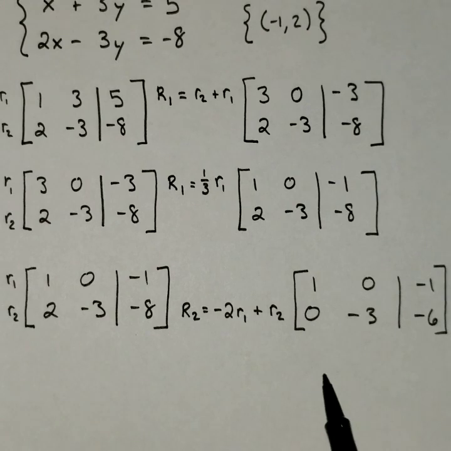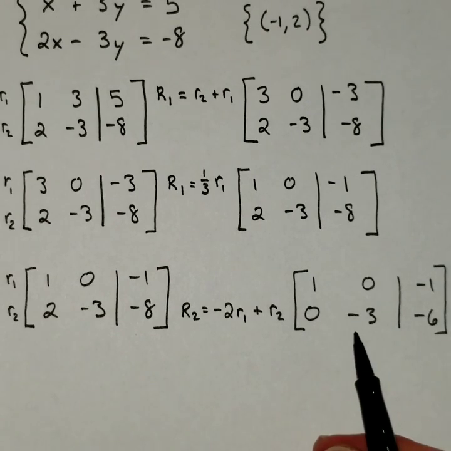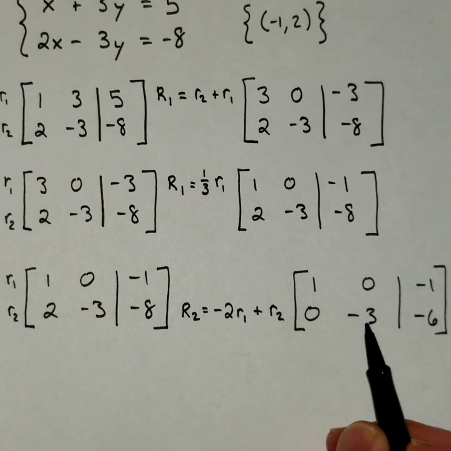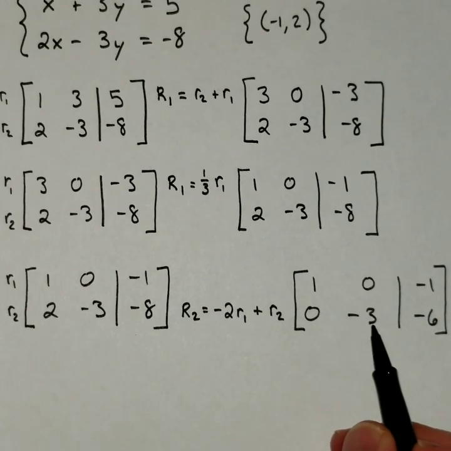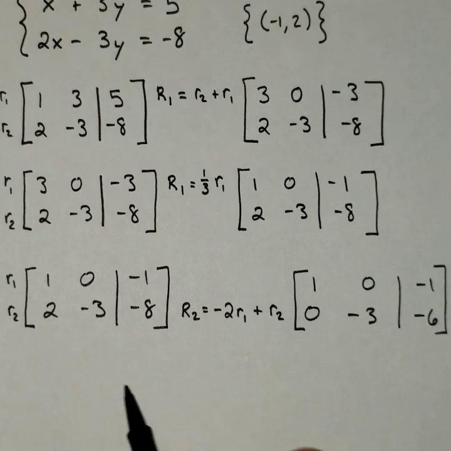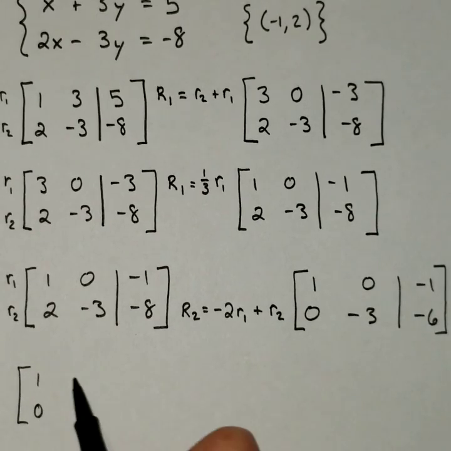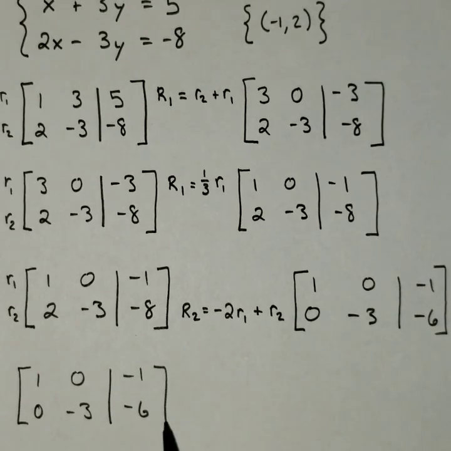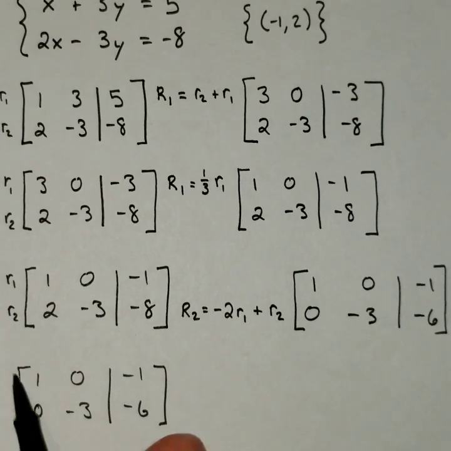So it's essentially the same. And then finally, I need a 1 in this bottom right number instead of a -3. Well, how do I get a 1 there? I just divide by itself. And so I'm going to rewrite that matrix. 1, 0, 0, -3, -1, -6. Again, that's the new little r1, little r2.